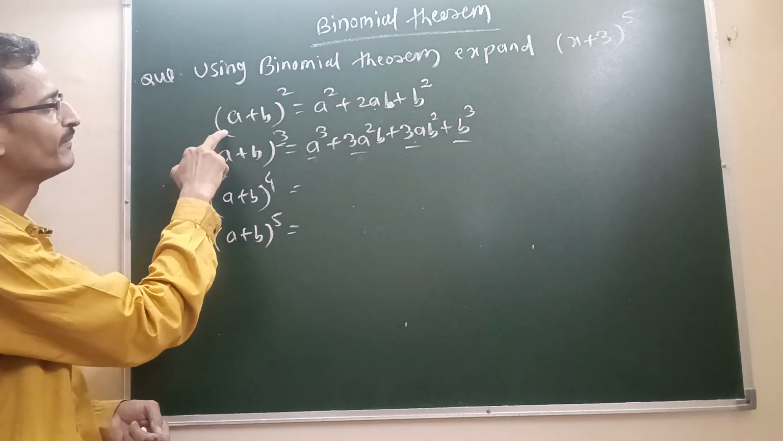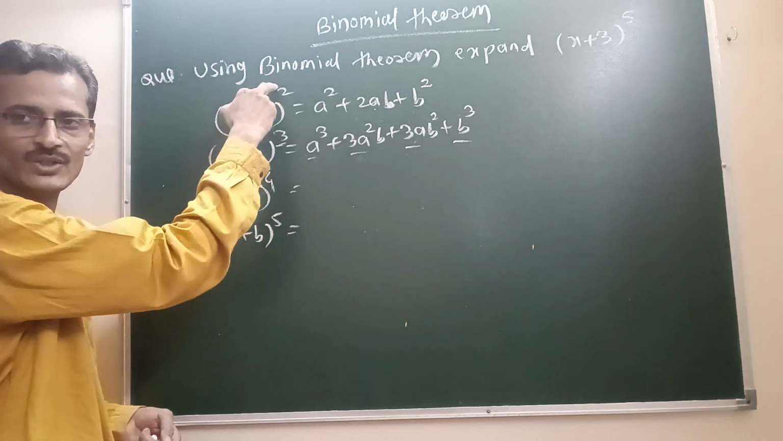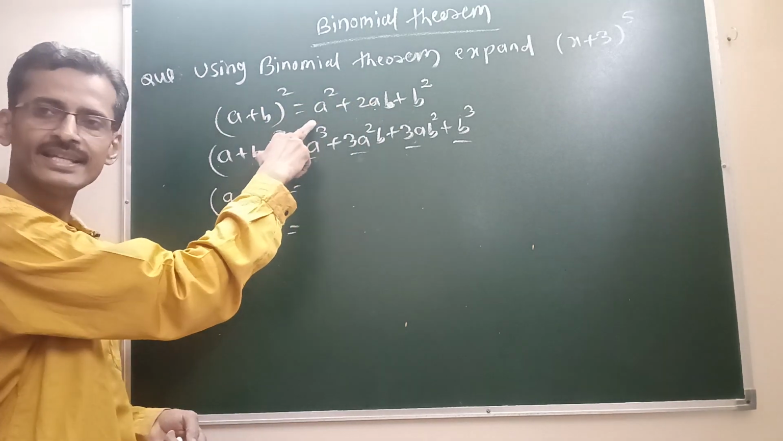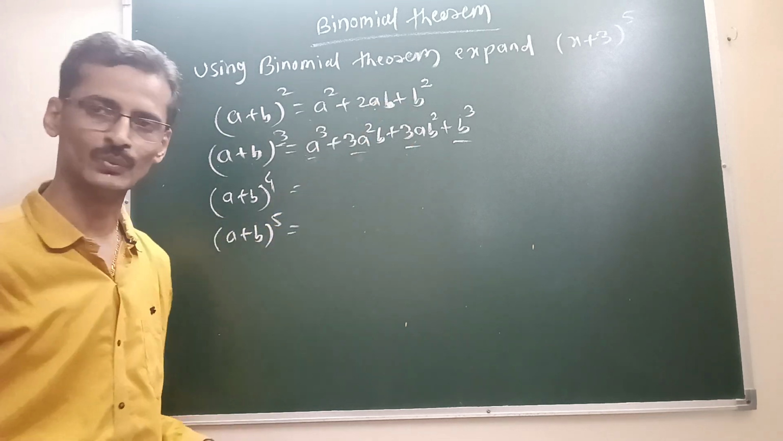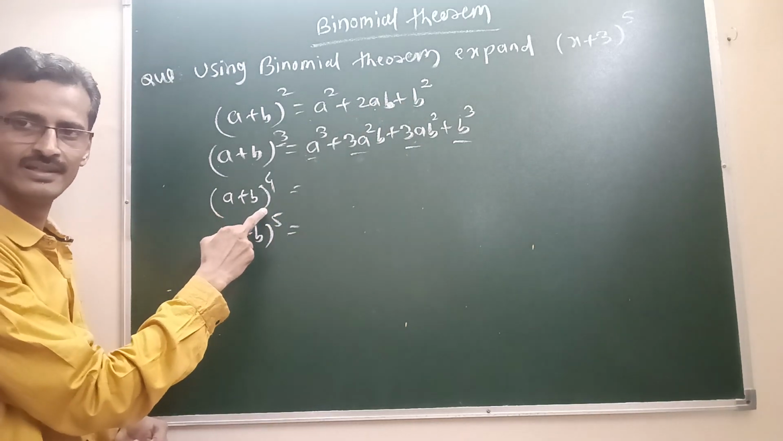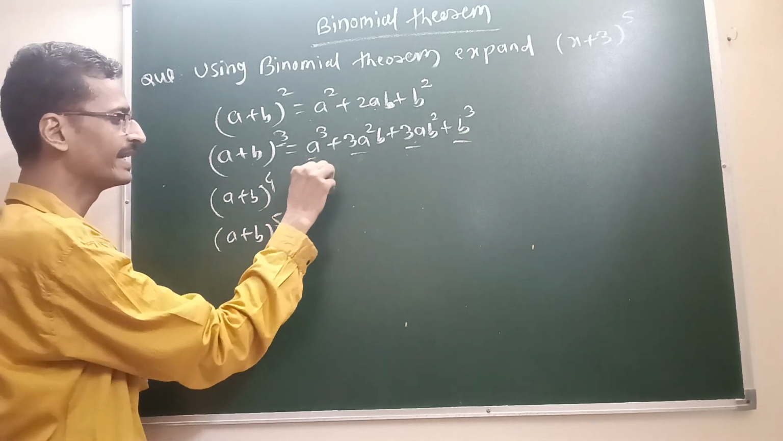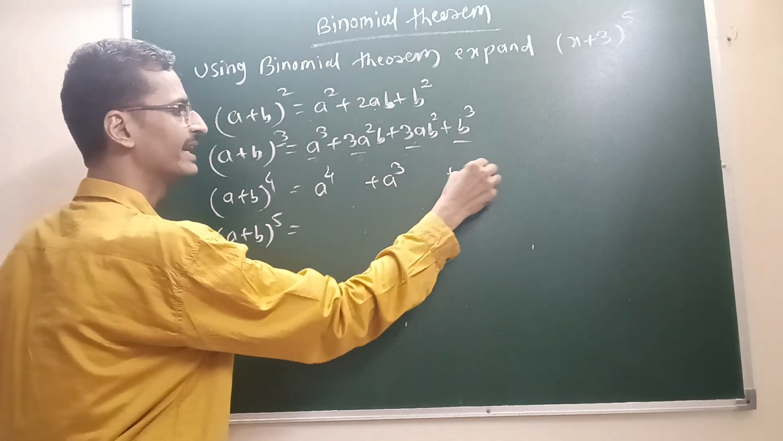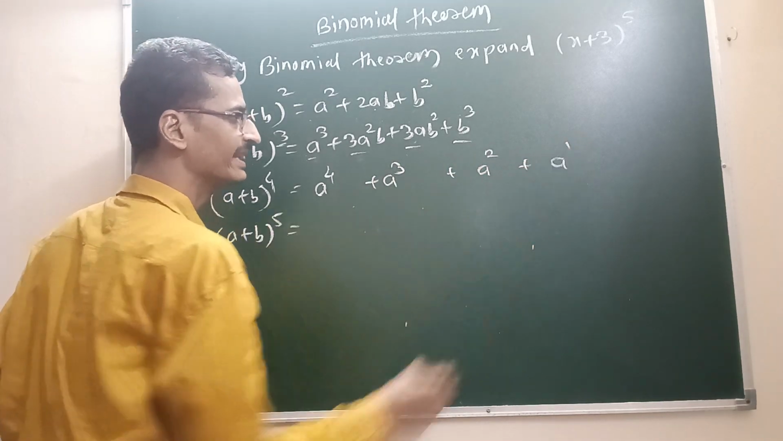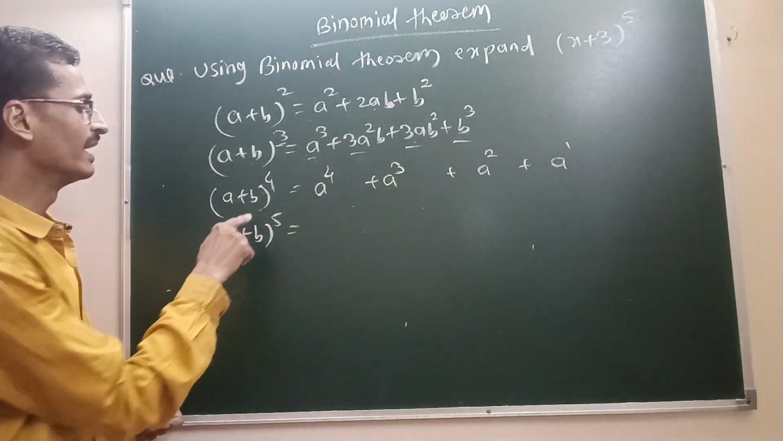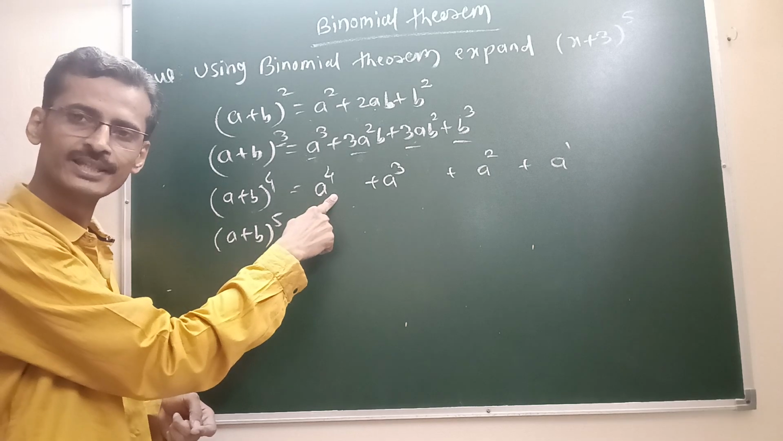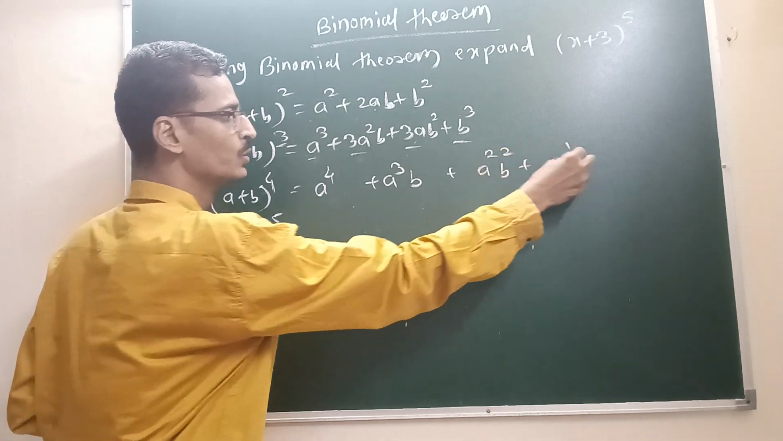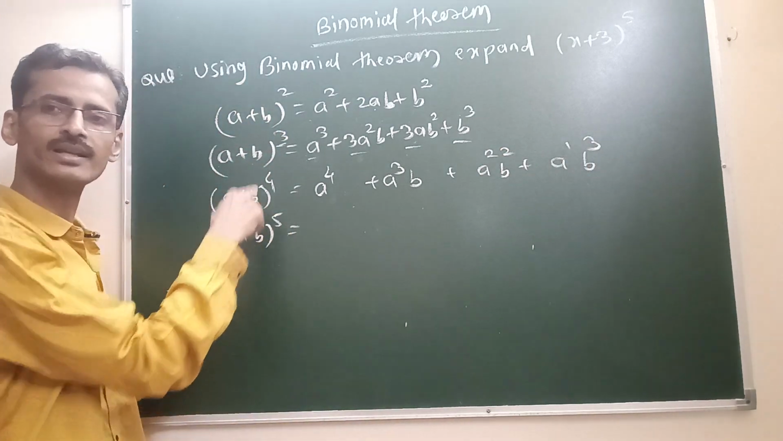And here the first term is a squared and the last term is b squared. A is decreasing: a squared, a raised to 1 and a raised to 0. B is increasing: b raised to 0, b raised to 1, b raised to 2. So the same we can write here for (a + b) raised to 5. First term we will get a raised to 5. In the second term a raised to 4, then a cubed, then a squared, in the next term a raised to 1 and then a raised to 0, that means no a. Now for b, here we can write b raised to 0 or that is 1, here b raised to 1, here b raised to 2, here b raised to 3, and the next term is what? B raised to 4, then b raised to 5.